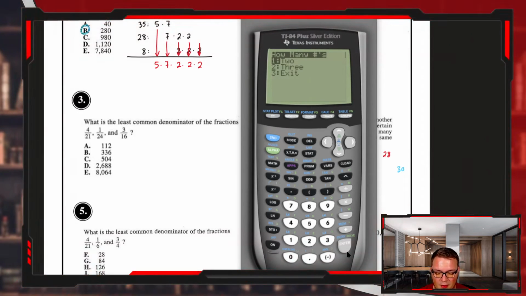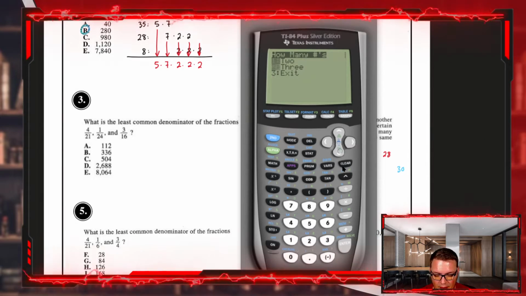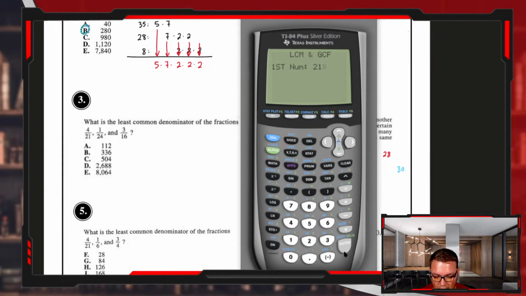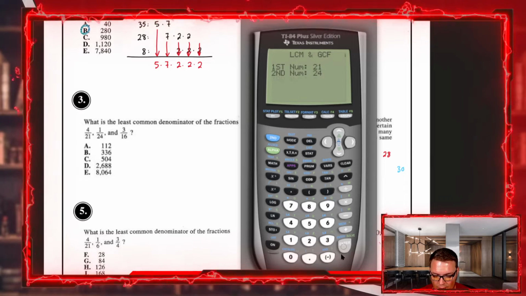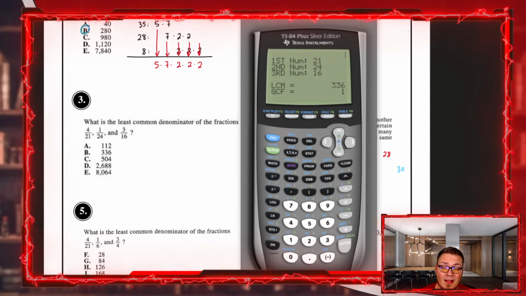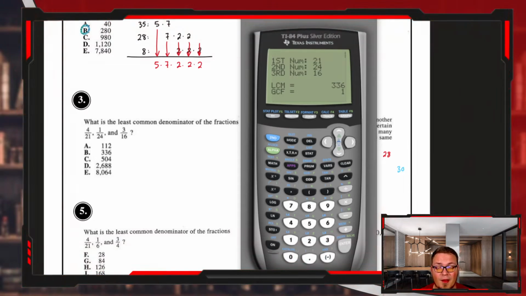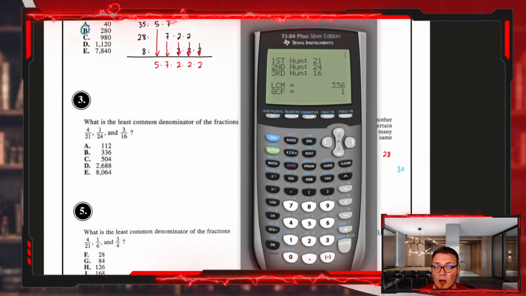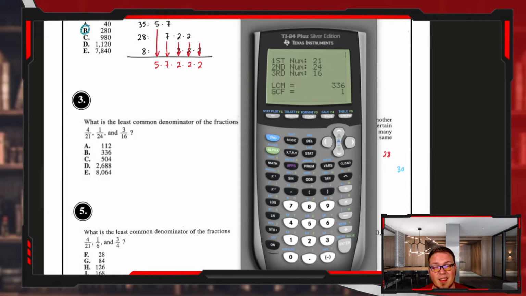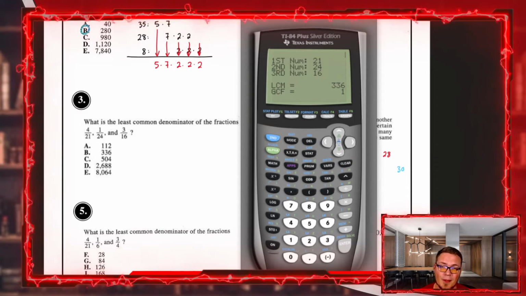So how many numbers do we have? In this example, we have 3, so I'm going to choose that option. The first number is just the denominator of 21. And then we have 24, and then we have 16. When I hit enter, boom, there we have it. The LCM is 336. The common factor, what they all share or could divide by, is 1. And so the answer we're looking for is 336 because we were asked for the least common denominator.